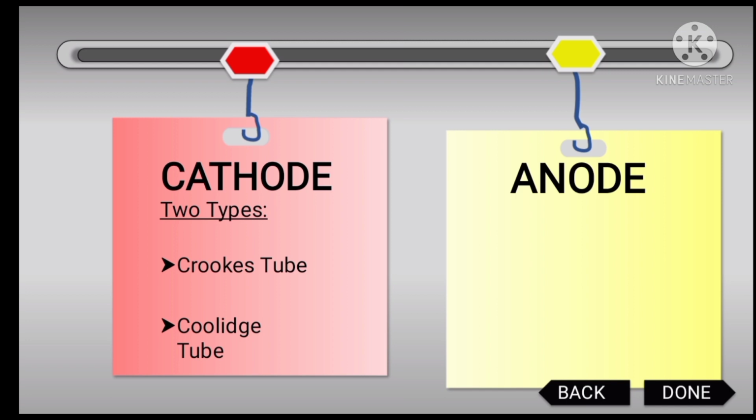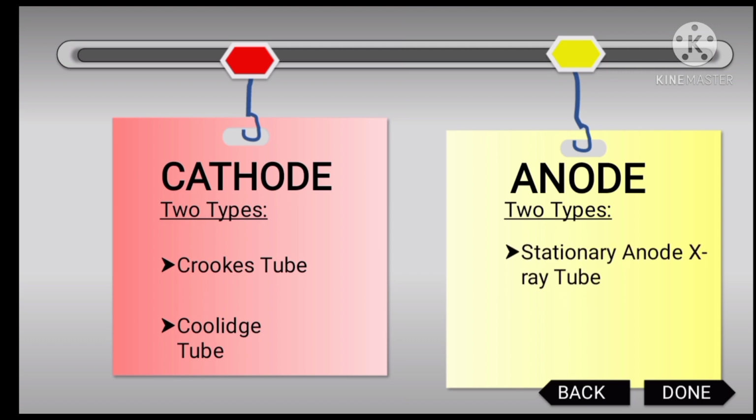Anode. It also has two types. First is the stationary anode X-ray tube, and the second one is the rotating anode X-ray tube. The rotating anode tube is an improvement of the Coolidge tube. The reason behind the introduction of rotating anodes is related to the dispersal of heat.